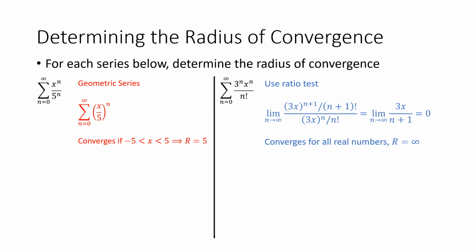If we then go ahead and simplify this, we end up getting 3x over n plus 1. So the limit as n approaches infinity of 3x over n plus 1. This comes out to the limit of 3 times some real number over infinity. This is always 0, no matter what number we put in. Therefore, the series converges for all real numbers, and we say that the radius of convergence is infinity.